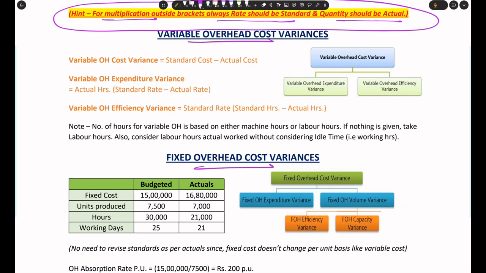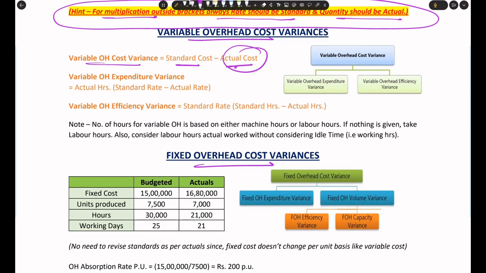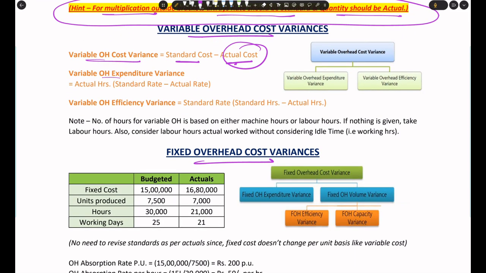Next, let's move to variable overhead. Variable overhead cost variance is very simple. It is similar to labor cost variance and material cost variance, that is standard cost minus actual cost. Just make sure you keep the actual cost on the right hand side, because it will give you the correct answer, whether adverse or favorable. Then the variable overhead expenditure variance; there are only three variances.